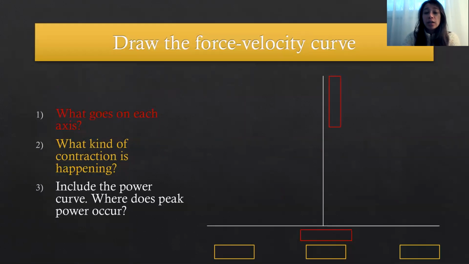Force velocity curve. So again, what are our axes? And then what kind of contraction do we have? Make sure you know your eccentric, your isometric, and concentric, but also know what Dr. Clark's terms are. So eccentric is a plyometric contraction. A concentric action is a myometric contraction, right? I'm just making sure you understand all terms and what's happening at each.